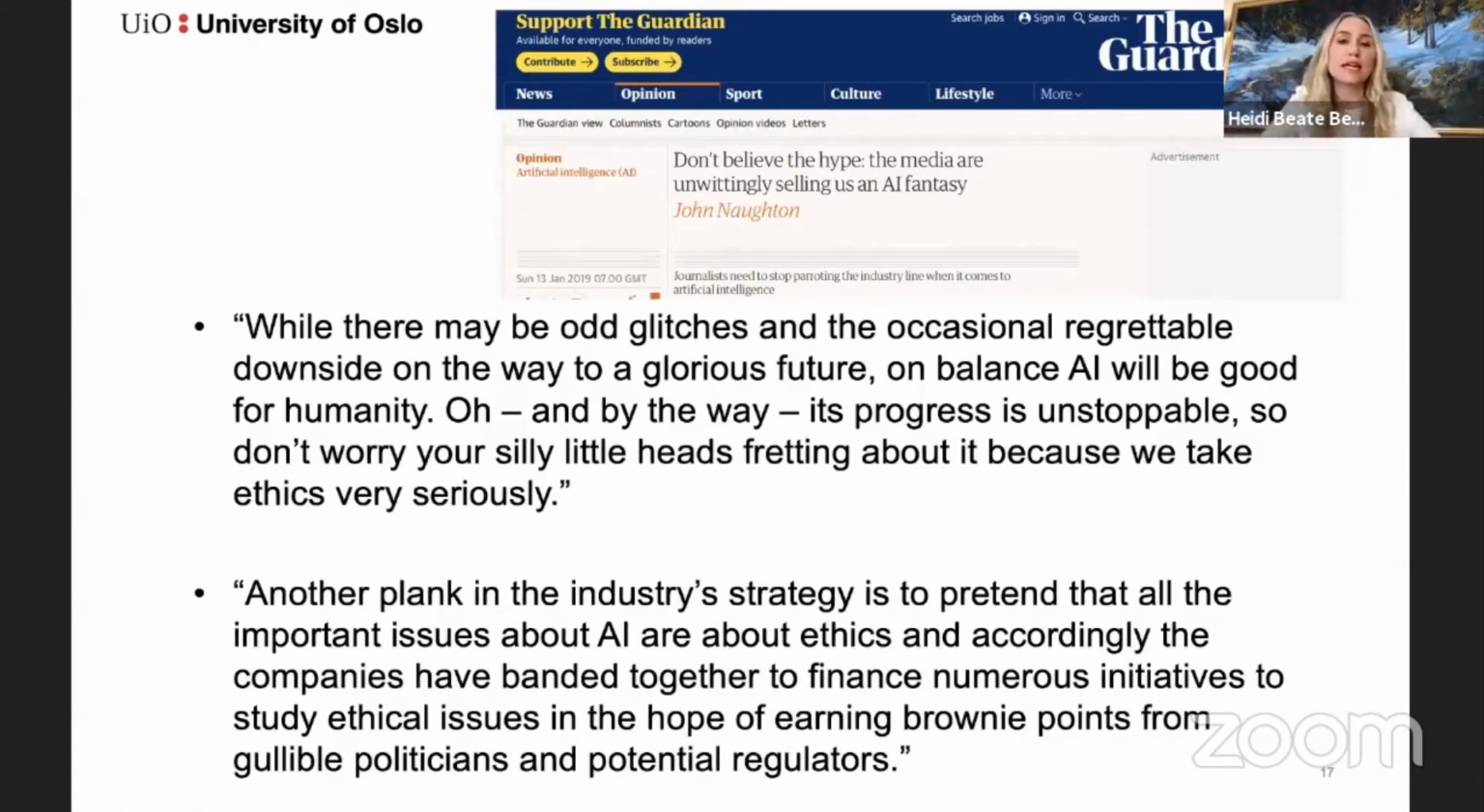There was a piece in The Guardian some time ago, and it said, well, AI's progress is unstoppable, so don't worry your silly little heads fretting about it, because we take ethics very seriously. This was then seen from an industry perspective. And they said, well, another plank in the industry's strategy is to pretend that all the important issues about AI are about ethics, and accordingly, the companies have banded together to finance numerous initiatives to study ethical issues in the hope of earning brownie points from gullible politicians and potential regulators.